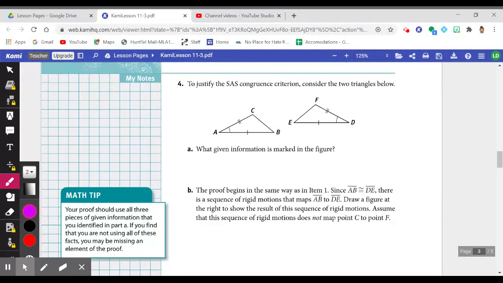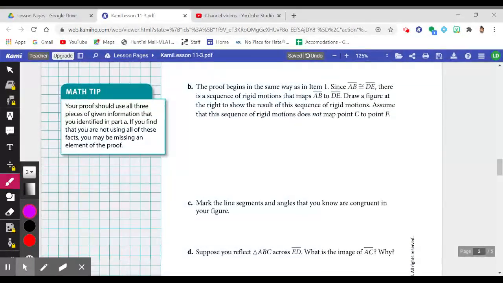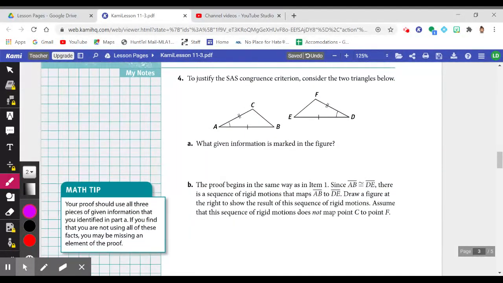Number 4 says to justify the side angle side congruence criteria, consider the two triangles below. Notice we have the same triangles as on the previous page, but now the markings are a little bit different, suggesting that we don't know all three sides are congruent, but we know that two pairs of corresponding sides and one pair of corresponding angles are congruent. So if you would, below E, draw a line, pause the video, try to complete this. Hopefully your understanding of what this lesson is looking for is increasing before playing through.